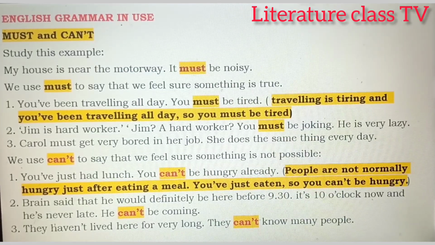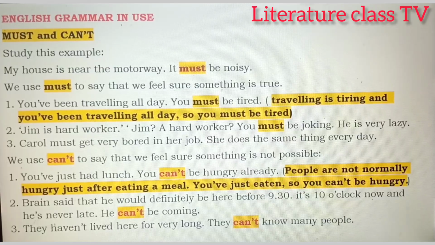So I'm very happy and I call upon everybody to come and sit together here and discuss the use of must and can't in English grammar in use, of course. We are going to discuss the use of must and can't in our daily spoken language. My friend, let's study this example situation. Let's go.